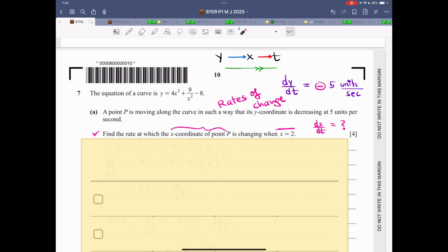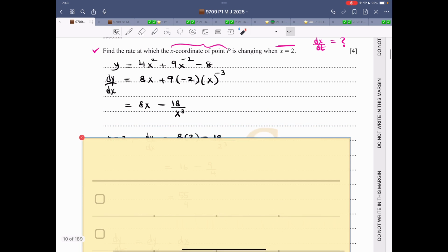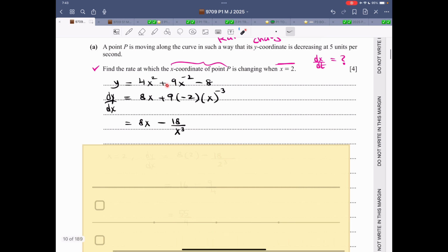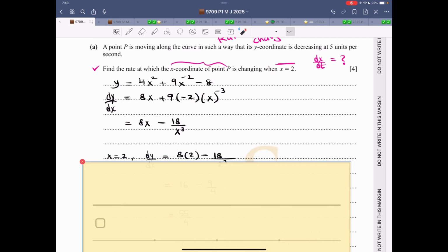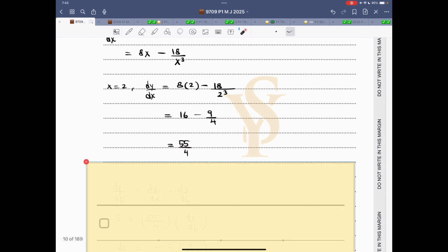Next thing, when you have to differentiate, take it up. So now let me look at this working. The very first thing, that is this. y is equal to 4x squared plus 9x minus 2 minus 8. First write it. Once you have written it thoroughly, then differentiate. Once you have differentiated, then simplify. Then plug in x equals 2. When we plug in x equals 2, we get this thing, which is 55 over 4.